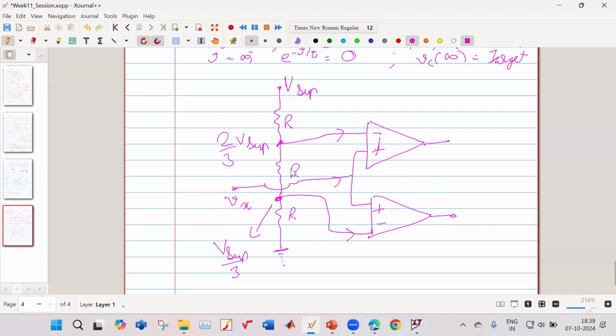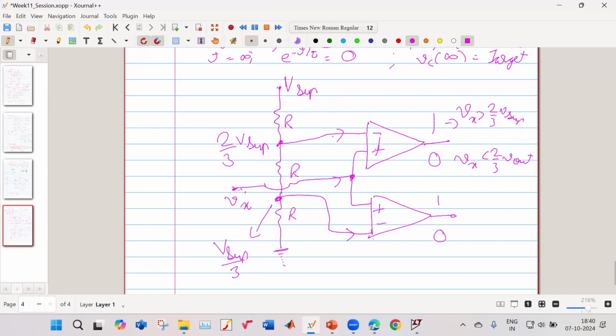If your Vx is greater than 2/3 V supply, then this is positive. If your Vx is less than 2/3 V supply, it is negative. So this can take value 1 or 0. Whenever your Vx, which comes here, is greater than 2 by 3 V supply, then your op-amp's output will be 1. And if your Vx is less than 2 by 3 V supply, then your op-amp's output is 0 or minus. Let us work in digital terms. It is either high or low.